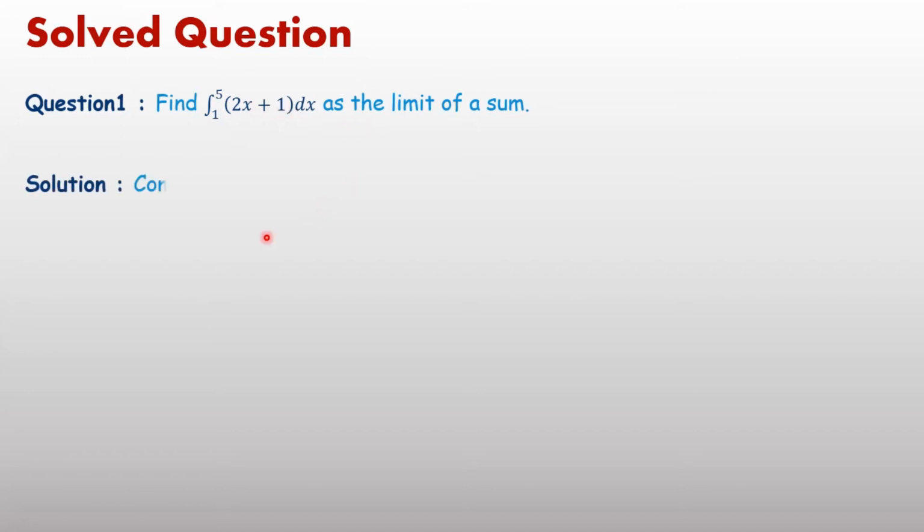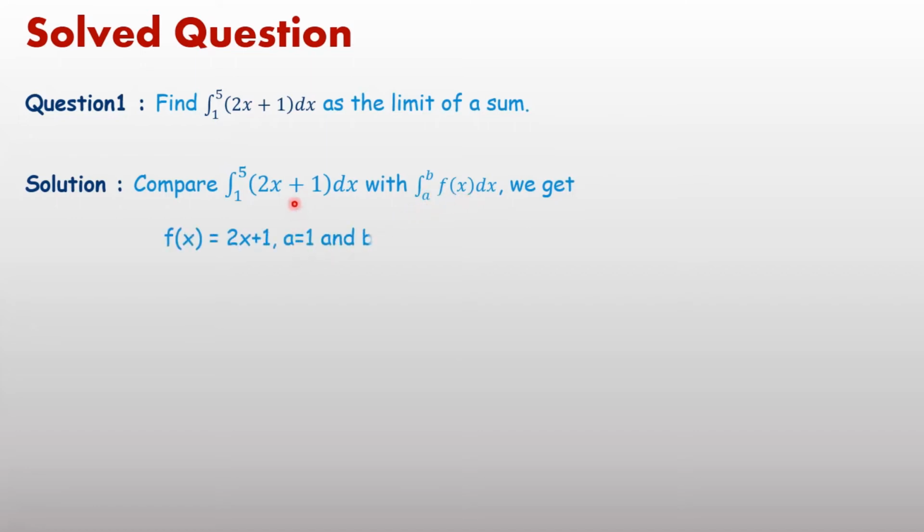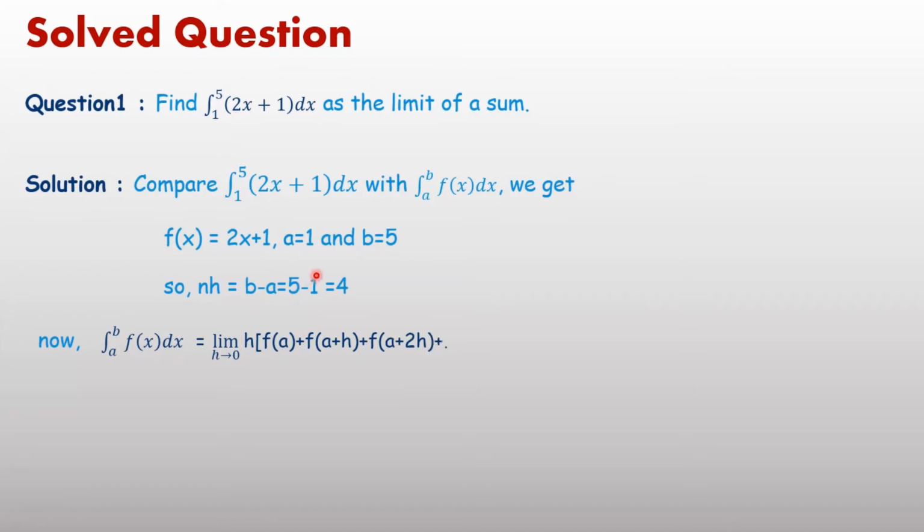Now, some questions. Find the integral from 1 to 5 of (2x + 1) dx as the limit of a sum. First, compare the integral from 1 to 5 of (2x + 1) dx with the integral from a to b of f(x) dx. So we can write f(x) = 2x + 1, a = 1 and b = 5. Therefore, nh = b - a = 5 - 1 = 4. Just note our results related to f(x), a, b, and nh.